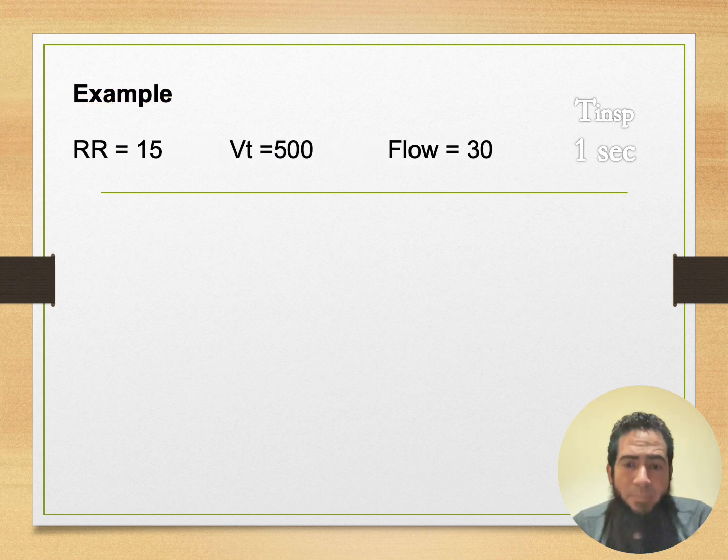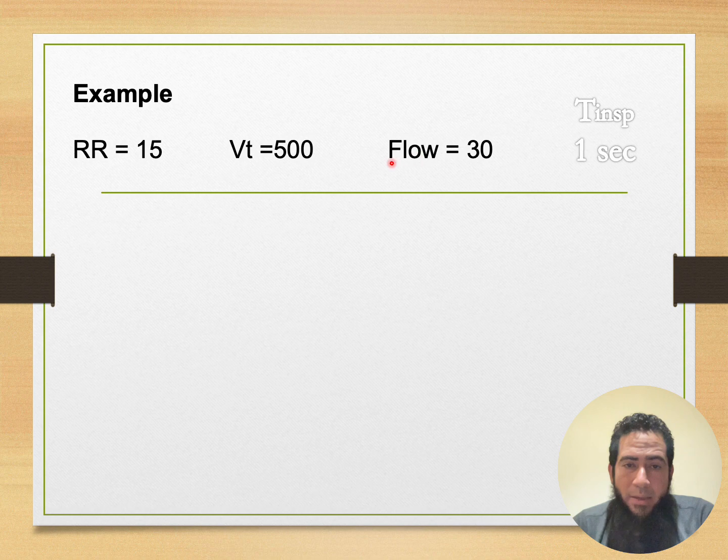So in this example, the breathing rate is 15 breaths per minute, the respiratory rate. The tidal volume is still 500 mL, and the flow velocity is only 30 liters per minute. So can we start calculating this? The respiratory rate is 15. So how many seconds will the cycle be? Exactly, it's 4 seconds.